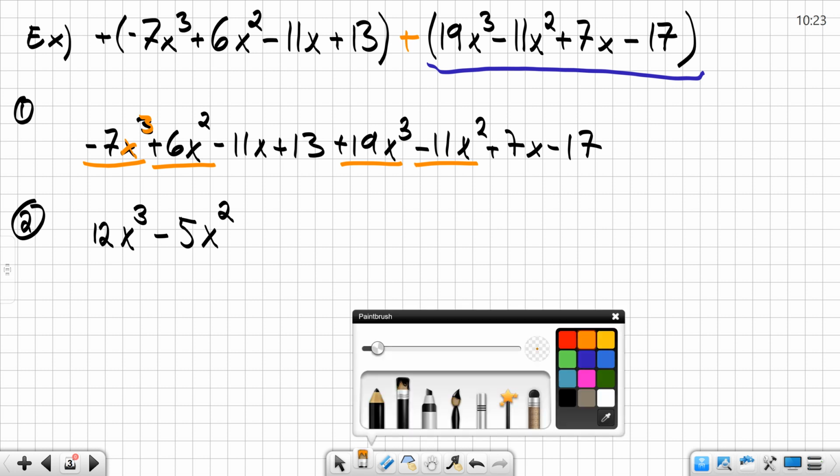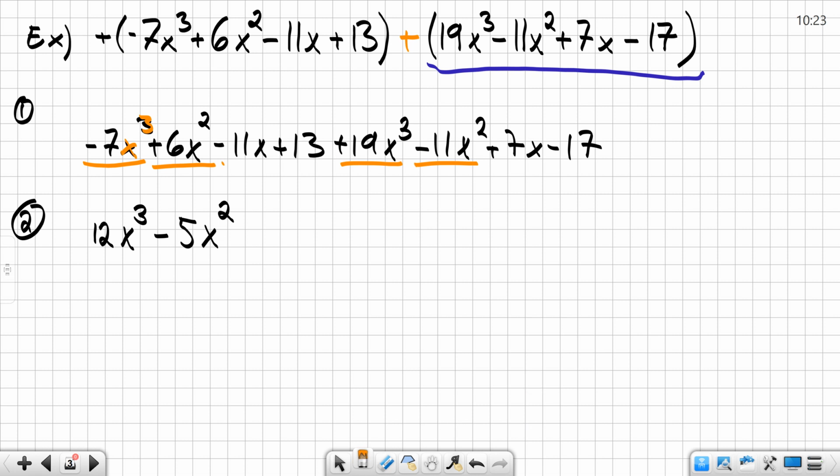I just proceed in this way until I have everything either underlined, or another way is to scratch out the ones that you are done with. And once everything is scratched out, you know that you are done. A negative 11x, there is another one with only one x, and that is a positive 7x. So I have a negative 11 plus 7, and that will be a negative 4x.